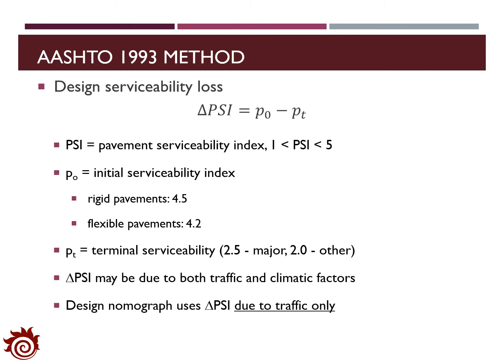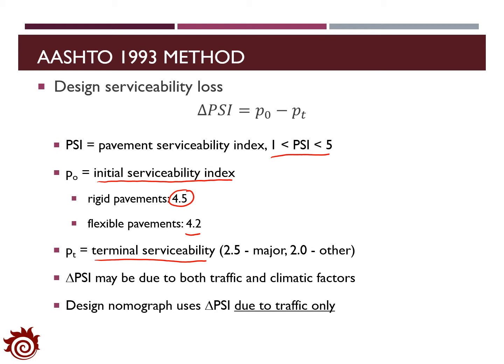The design serviceability loss is one of the most important factors we have to consider for the acetal method. The equation here shows the estimation of the serviceability loss, which is the difference between the initial serviceability index P0 and terminal serviceability PT. Usually, for the serviceability, the value varies from 1 to 5, and the initial serviceability for the rigid pavement is usually set as 4.5. For the flexible pavement, it is set as 4.2.